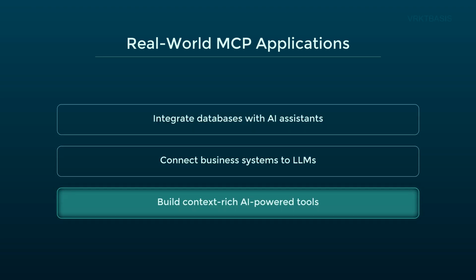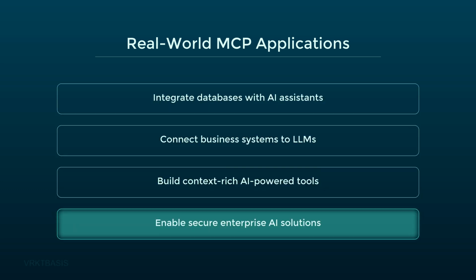And that connection lets us build context-rich AI-powered tools. Think about it, instead of a generic chatbot, you could have an assistant that understands your specific business data, like inventory levels or recent support tickets. It can pull from live production systems to give precise answers, automate tasks with real context, or generate reports using your actual sales figures. And that leads perfectly to our next point: enable secure enterprise AI solutions.